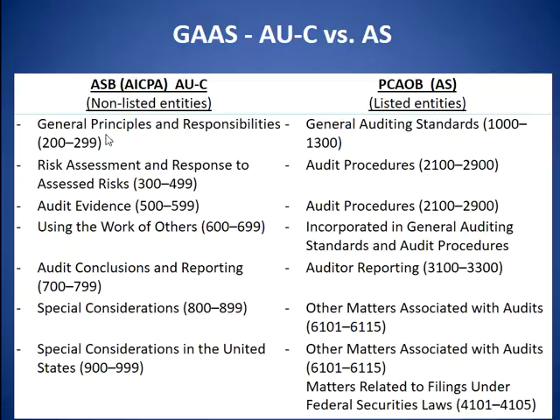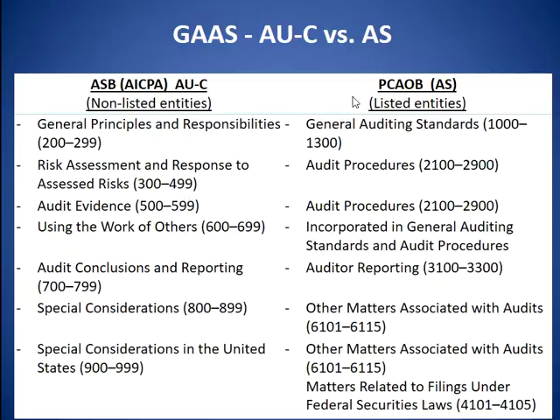And you can see down here the individual sections of all the standards. In the case of general principles and responsibilities, that would be AU-C section 200 through 299. Risk assessment and response to assessed risks, that would be under AU-C section 300 through 499.